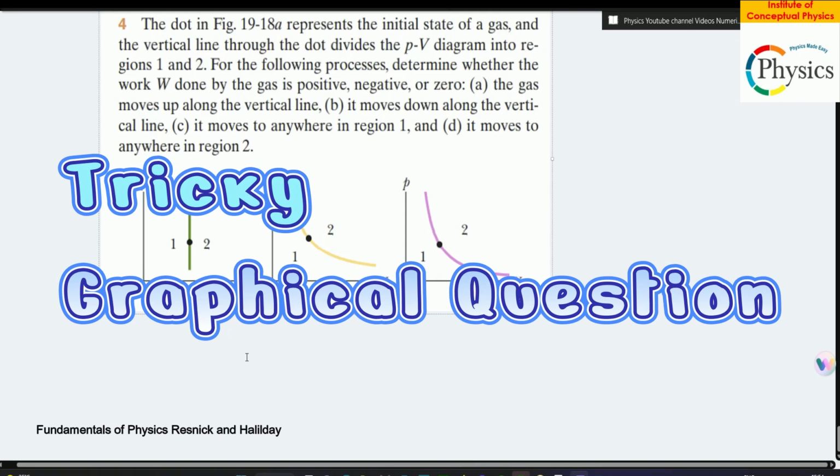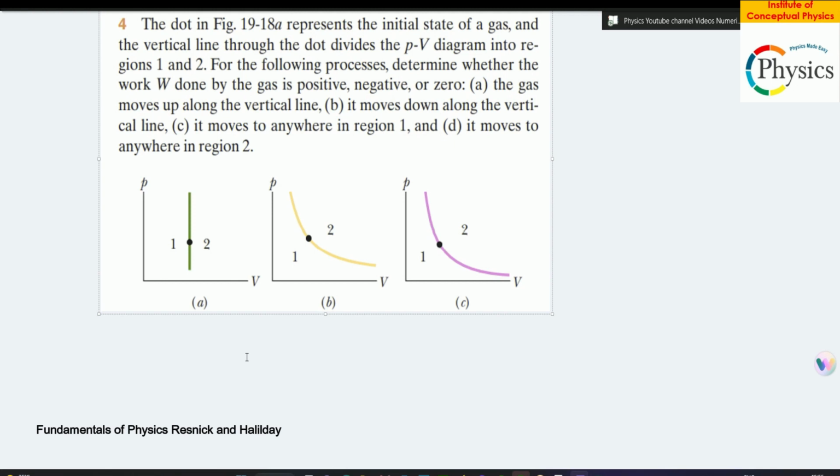All right, so good morning again, and welcome to this thermodynamics numerical from the book of Resnick Halliday. The chapter is thermodynamics. This is a very good numerical where you need to visualize the concept. Okay, let's read the question.